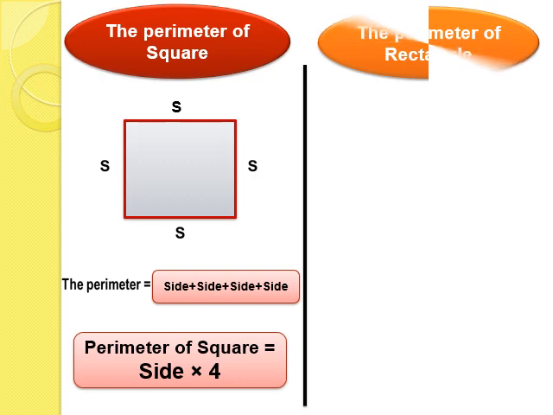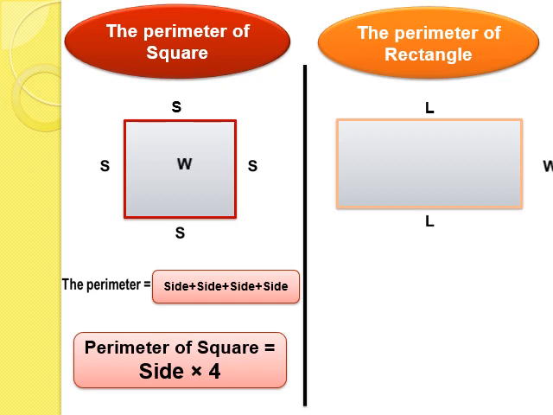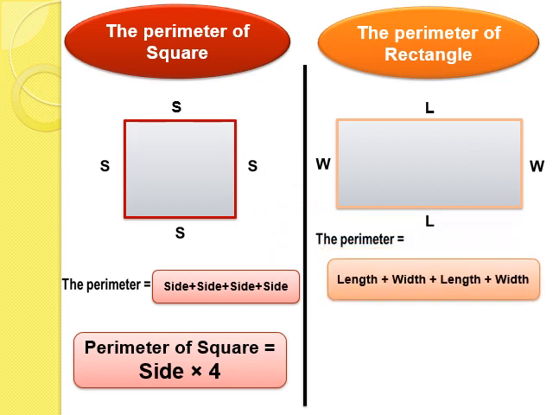The perimeter of a rectangle is different. This is a rectangle. We have 2 lengths and 2 widths. So to calculate the perimeter, I write as usual, length plus width plus length plus width, because perimeter again is the sum of all outline sides.